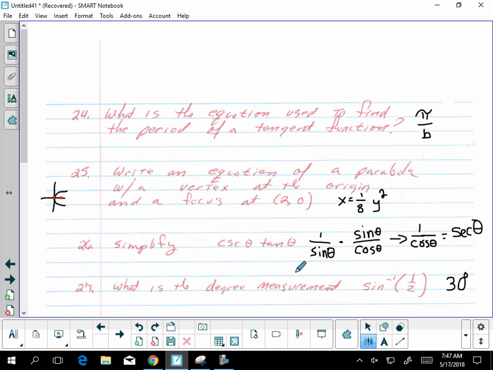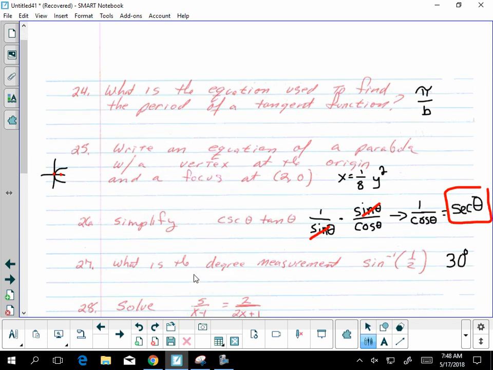Number 26, you need to simplify. Well, the first thing I did was I rewrote things in terms of sine and cosine. My sines cancel, and I had 1 over cosine theta. Well, 1 over cosine theta is really secant theta. 27, what is the degree measurement? Look on your unit circle and just find where your y coordinate is 1/2.